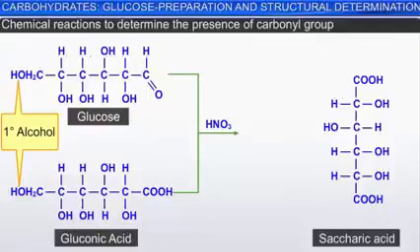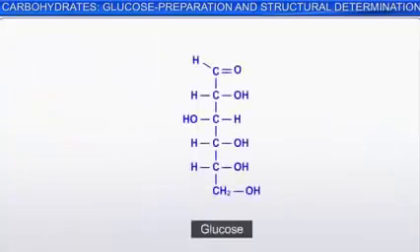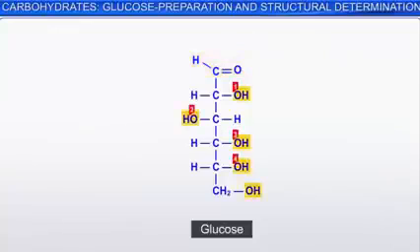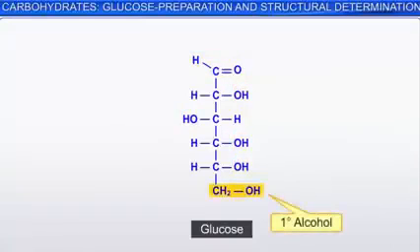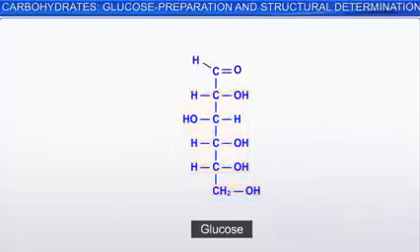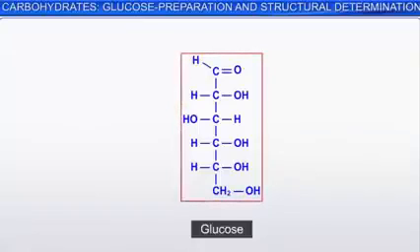Thus, based on these reactions, we can say that a glucose molecule has an aldehydic group and 5 hydroxyl groups, including 1 primary alcoholic group and secondary alcoholic groups. Hence, the open chain structure that can be assigned to glucose is as shown here.